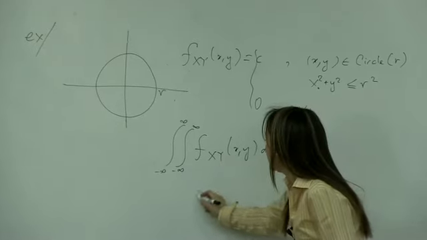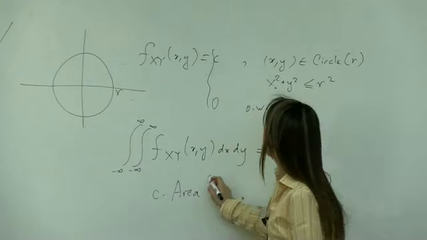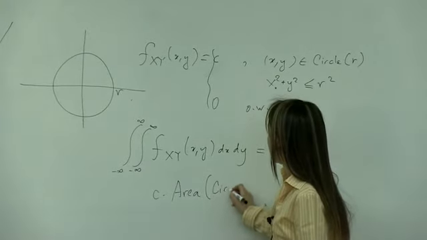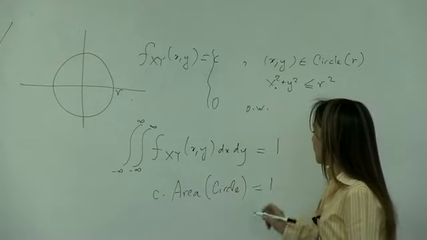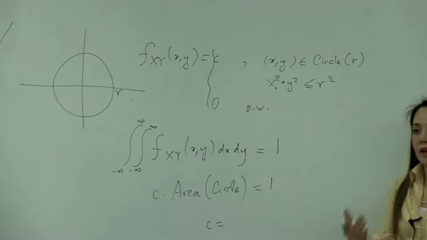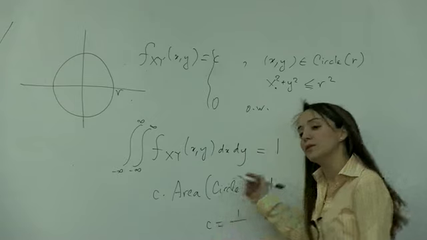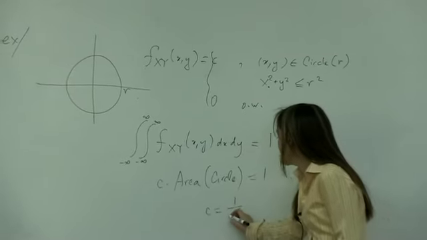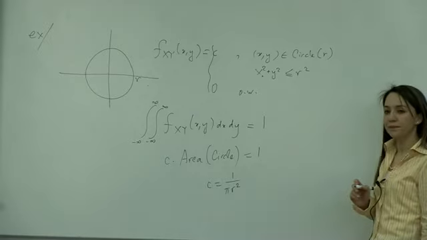Therefore, well, what is this integral? This integral is c times the area of the circle, right? Area of the circle with radius r. Therefore, c must be exactly 1 over the area of the circle, which is 1 over pi r squared.